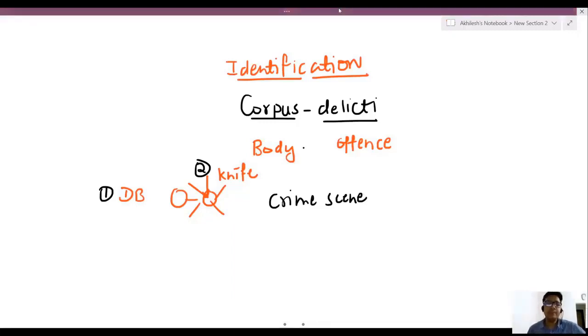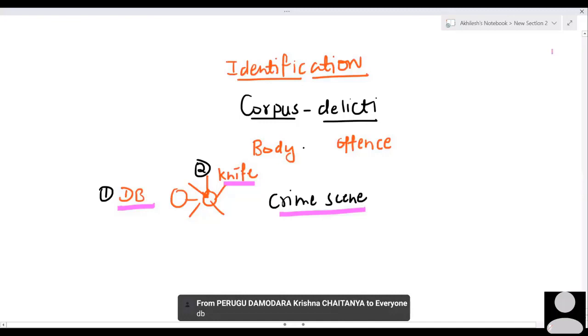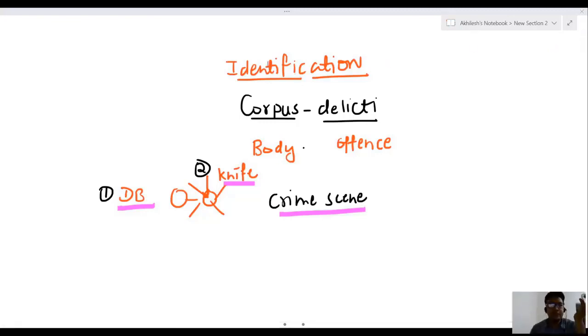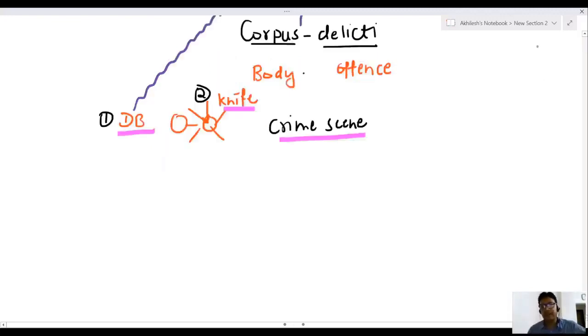But which is the most important part of corpus delicti? Dead body, knife, and crime scene. Which is the first thing required to trace the crime? Dead body. First we require to identify the dead body. If someone is missing, you have found the weapon, you have found the crime scene, but if the body is missing, then how can you confirm the crime? It means dead body identification is the first thing we require. That's why the most important part of corpus delicti is identification.